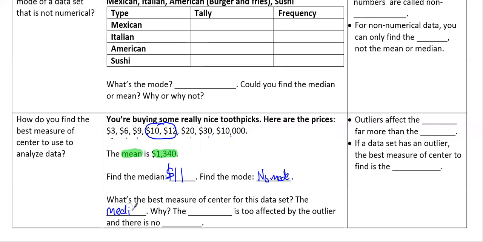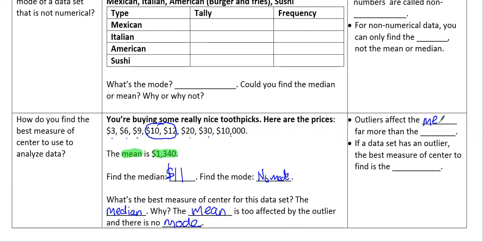Now, why is that? The mean is too affected by the outlier. Which one was affected too much by the outlier? The mean. And there is no mode. So median it is. Okay, outliers affect the, come on everybody, the mean.